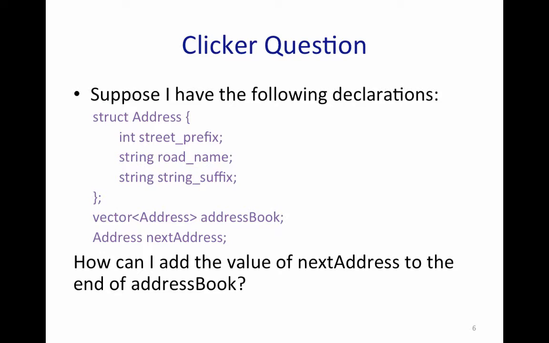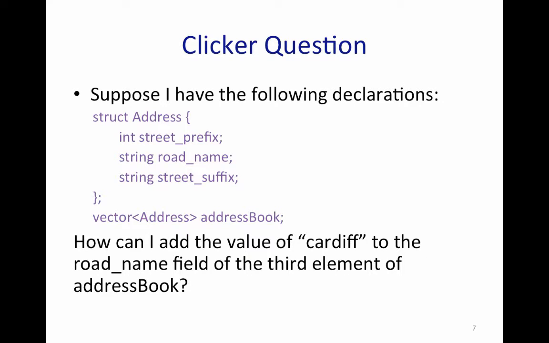Outstanding. All right. So it's just like adding any other type of variable to a vector. You use the push_back function and you give the name of the variable. Okay. So here's our next one.